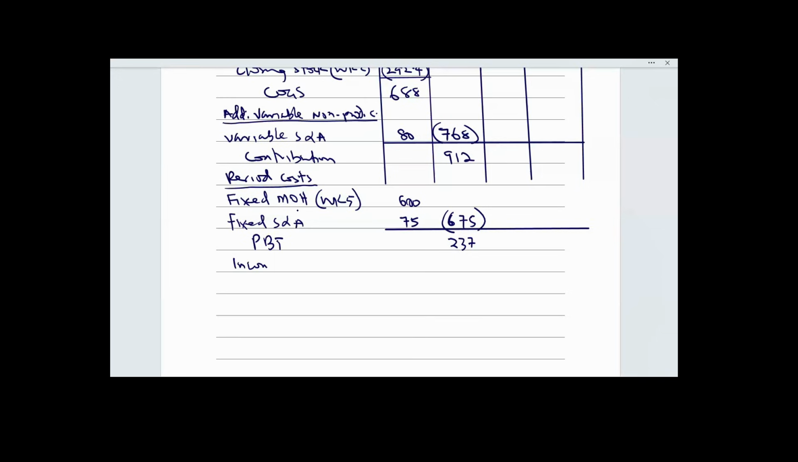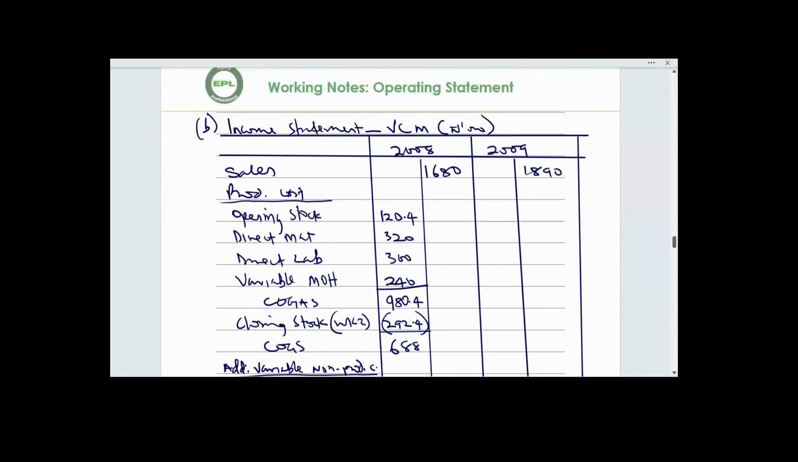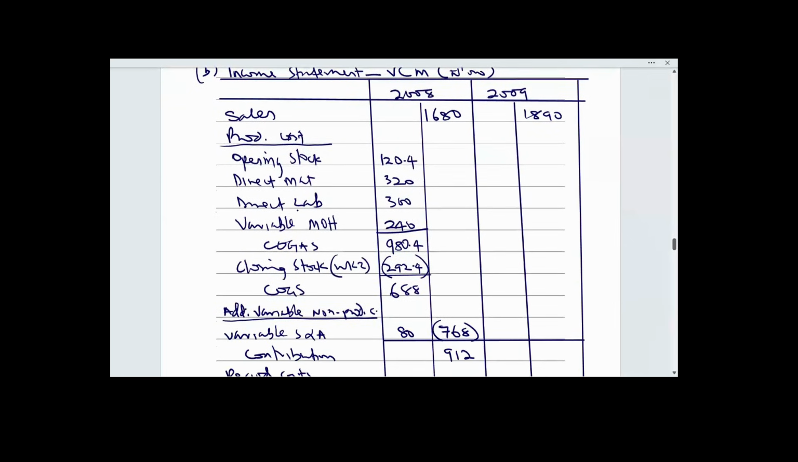Then you charge income tax of 40%. Income tax, 94.8. 94.8 minus 237 gives 142.2. That represents the net profit. Then move to the second period, 2009. The closing stock in 2008 was 292.4. So here it becomes opening stock, 292.4.